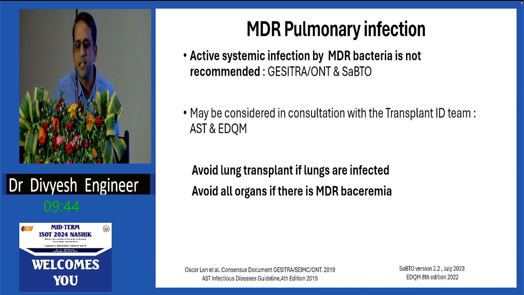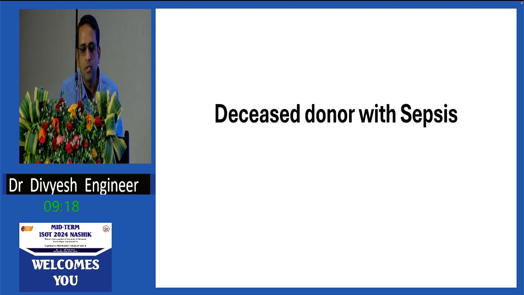Now what to do if there is a definite MDR pulmonary infection? The Spanish guideline and UK guideline tell that any MDR infection is a definite contraindication for transplantation, while the American Society of Transplantation and European guideline say it can be considered on a case-to-case basis. But of course, if the lung is infected, lung transplant should be avoided, and if there is an MDR bacteremia, then all organs should be avoided because the risk is very high and we have very little data on what happens to such recipients.